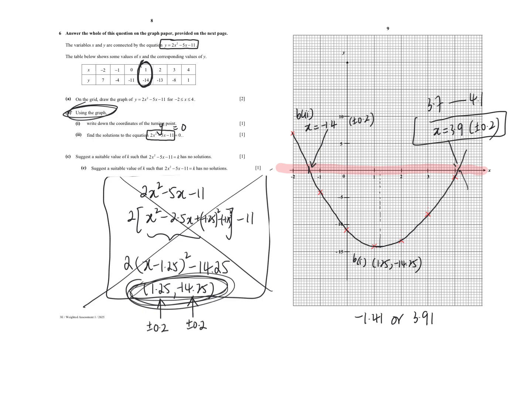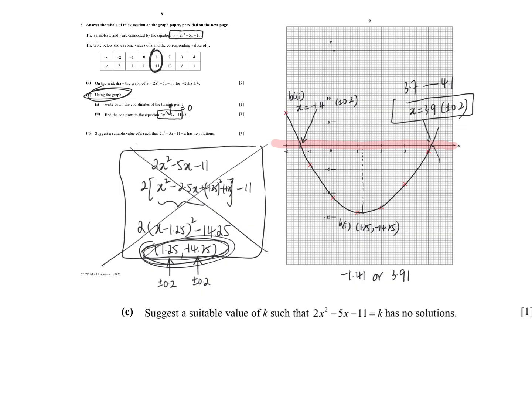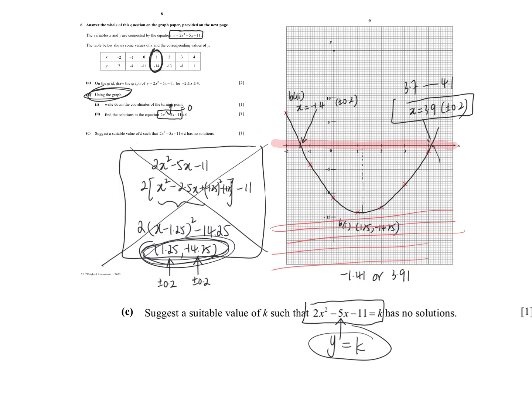So this question is a common last question for graph. Make sure you get it, because they will ask you to suggest a suitable value of k or suggest a suitable straight line. So this question, you know this is y. They want you to draw a horizontal line such that it will not cut the curve. So your line can be anywhere below negative 14.25. So you can tell me k is minus 15 or anything below that. I think one of you gave me negative 92. I don't know why. But it is just a possible answer, so I will still mark you correct.